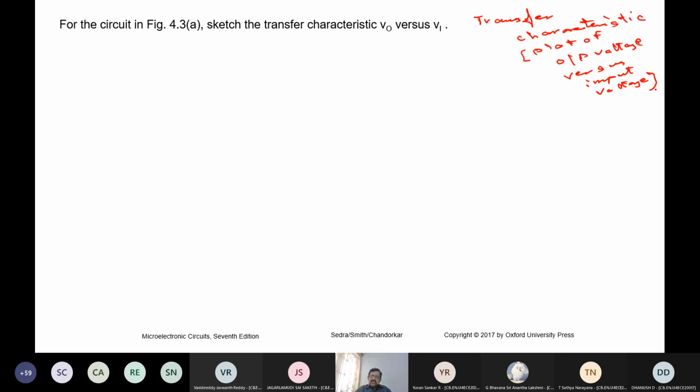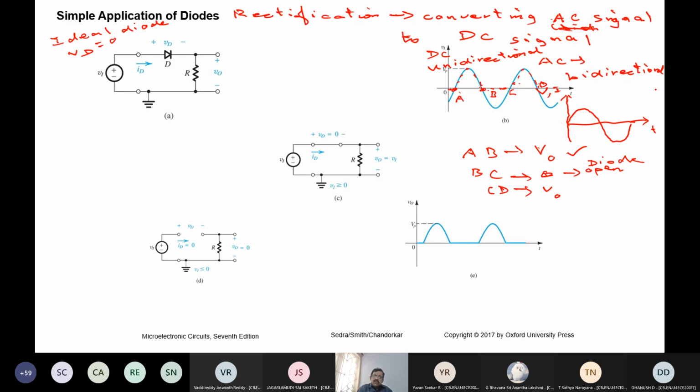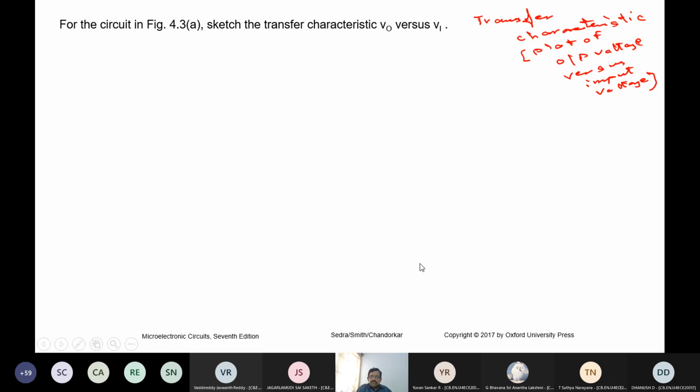So what is the circuit? The circuit is redrawn here for you. I am plotting. We already know, for example, from this, the output trace is like this, which means there is no signal here, there is signal here, there is no signal here, signal here. And I am going to plot. I will, for example, draw like this. So this is my output for this circuit.